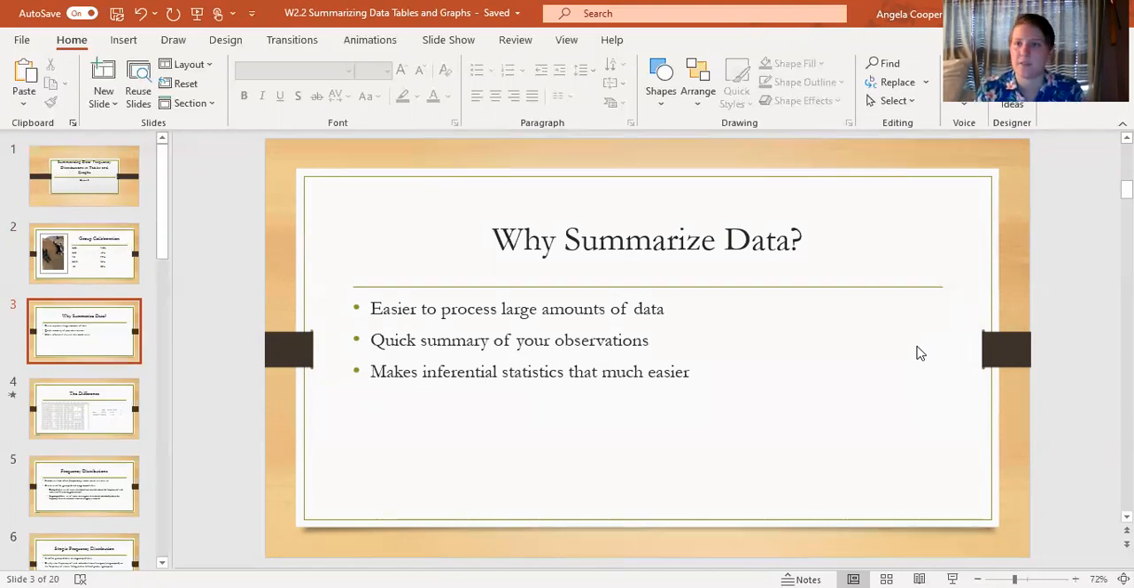So means and standard deviations are going to be the most common descriptive statistics we use. And as I also mentioned in last lecture, it makes inferential statistics that much easier. We do require the use of means and standard deviations in inferential statistics when we calculate certain tests. So just getting the means out of the way off the bat is a good way to start.